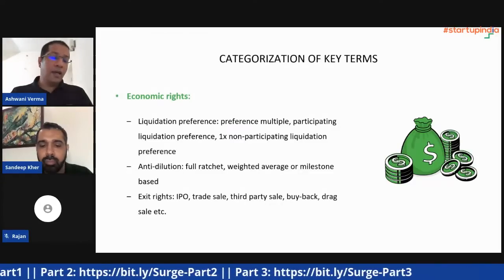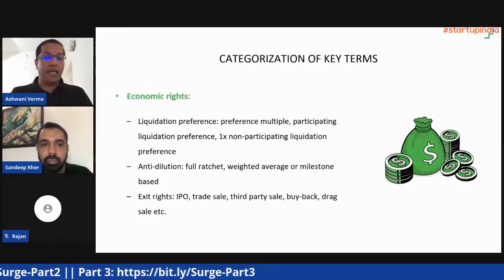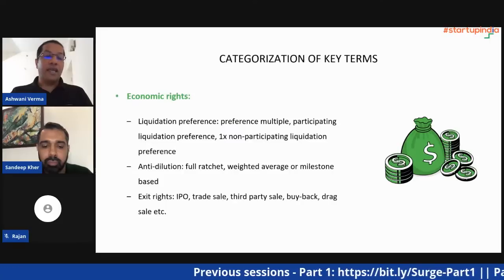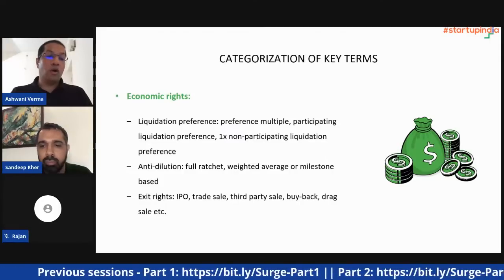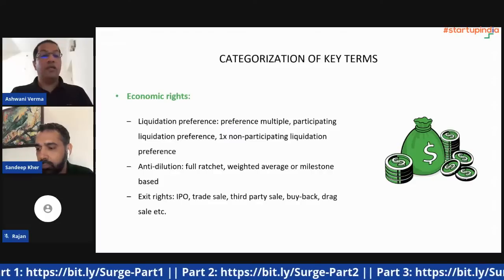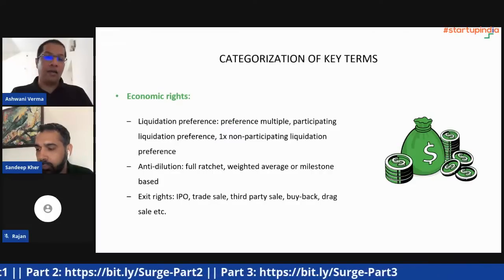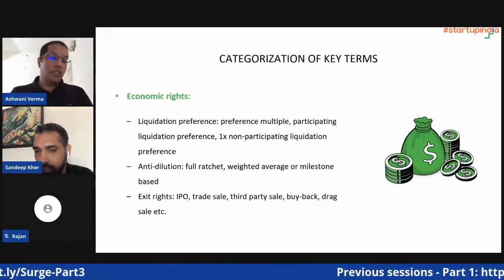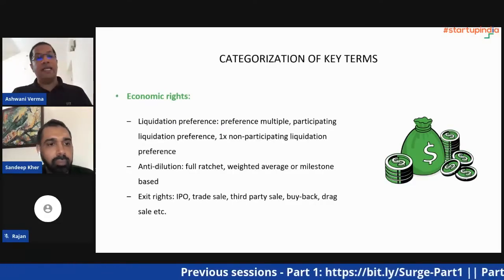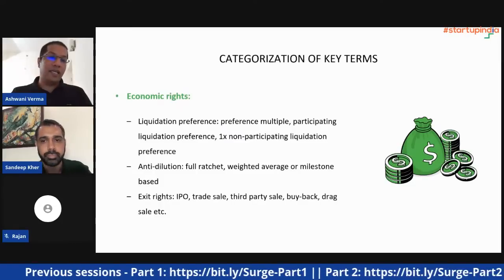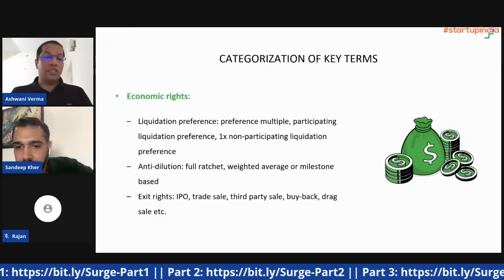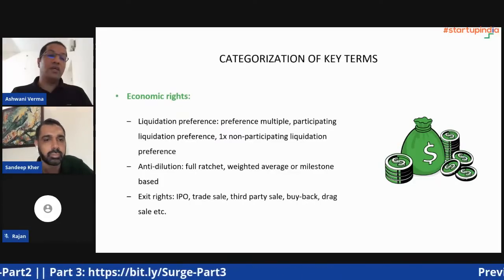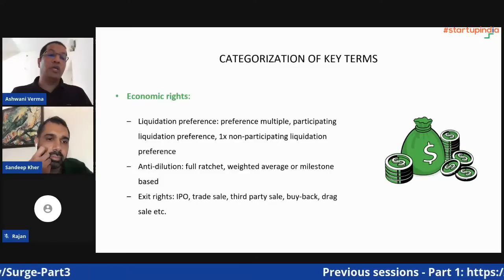Moving on, another key economic right which you are likely to see in any term sheet is anti-dilution. As the name suggests, it helps the right holder to avoid any unreasonable dilution if the company raises a future round at a lower valuation. There are multiple ways in which this can be effected. The first one is full ratchet. Full ratchet anti-dilution protection entitles the right holder to downward adjust the conversion price of the preference shares that they are holding to match the price of the securities which are issued in a down round.